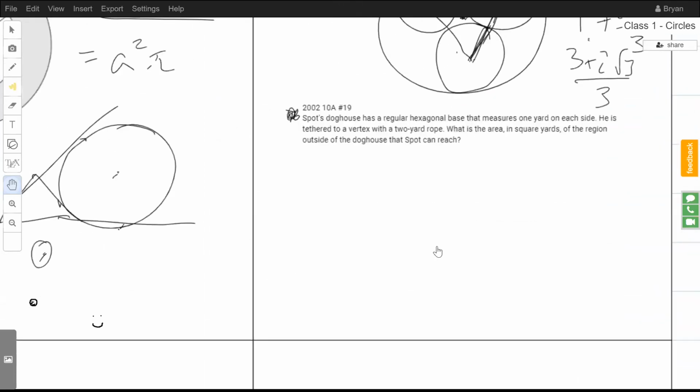We know that this Spot's doghouse is a hexagon, right? Let's just say that this is the point that the rope is tethered to. Each side length is 1, and we know the rope can go 2 units in each direction like that, right?